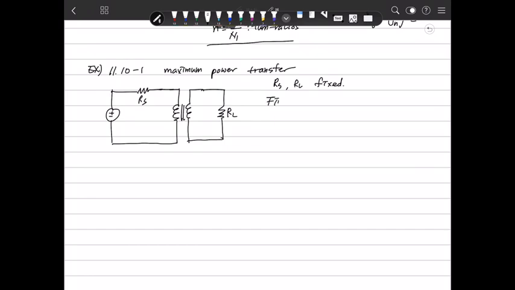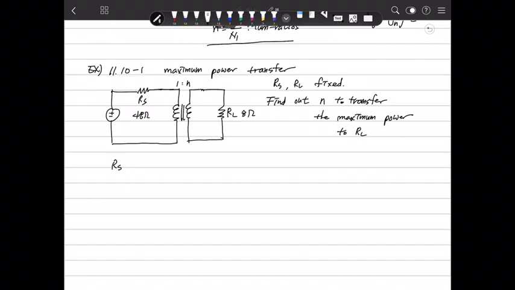Then you need to find the turn number 1 to N, the turn ratio N, to transfer maximum power to RL. RS is 48 ohm, RL is 8 ohm.